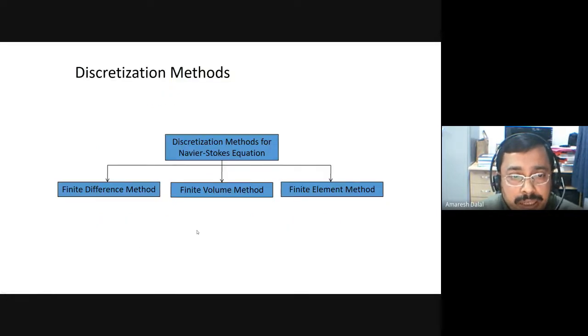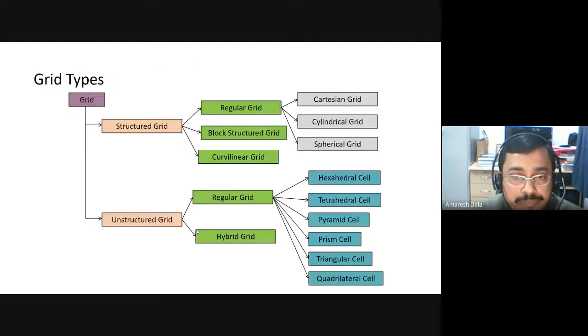In general, Dr. Runchal already discussed that we can have three different types of discretization techniques. Finite difference method, where we use Taylor series expansion and write the derivative in terms of the nodal value. And in finite volume method and finite element method, we integrate the equation over a control volume. So that is the difference with finite difference method. So here mostly we'll discuss the finite volume method.